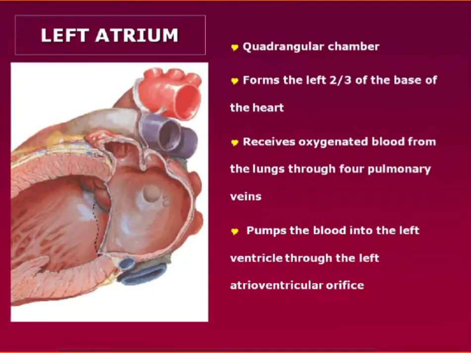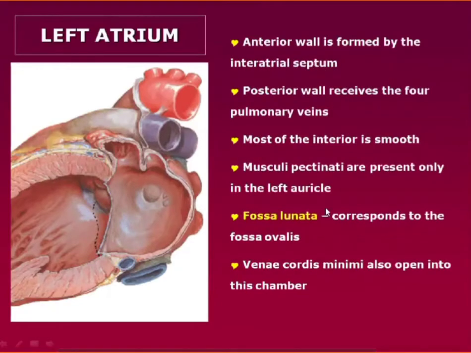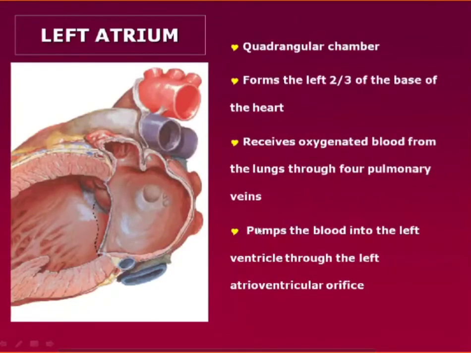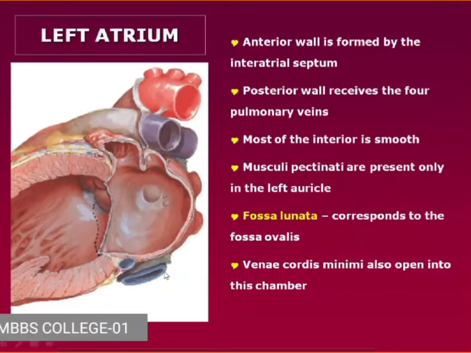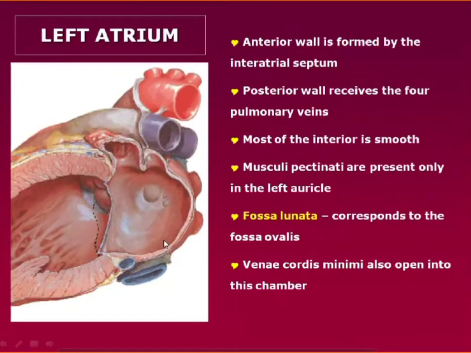And then what else does it have? It has the anterior septal part and the posterior part, into which 4 pulmonary veins open. These are the pulmonary veins which come from the lungs, carrying the oxygenated blood. These 4 pulmonary veins open into the posterior smooth part of the left atrium.